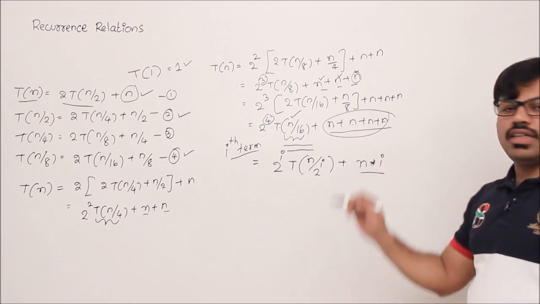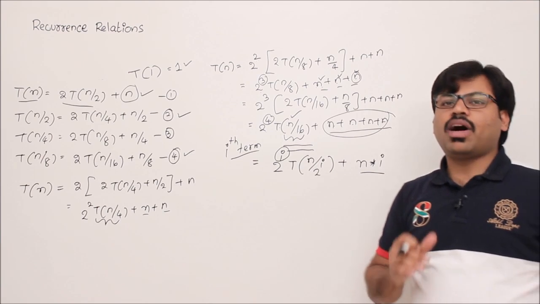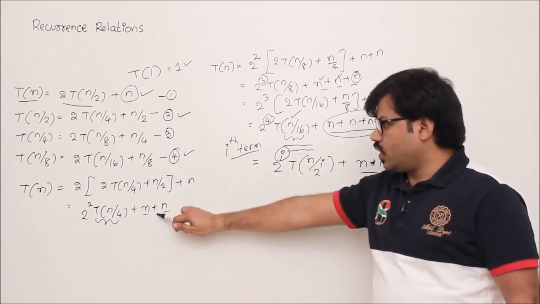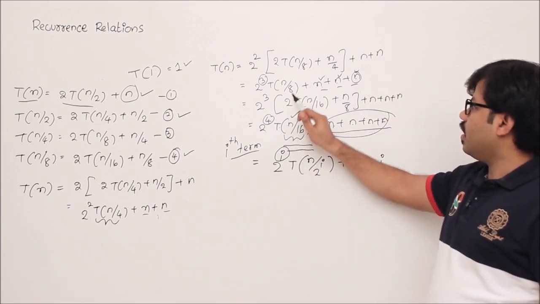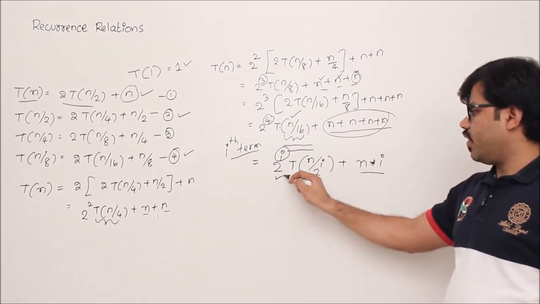n into i, correct? Now, this i is our variable. What does i represent? Pass number. That means this is pass number 1, this is pass number 2, this is pass number 3 here, this is pass number 4. After the ith pass, this is the equation.